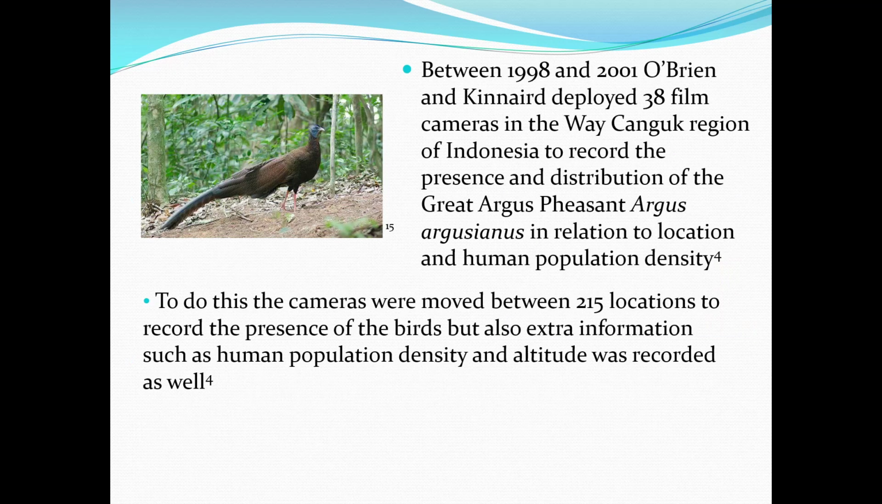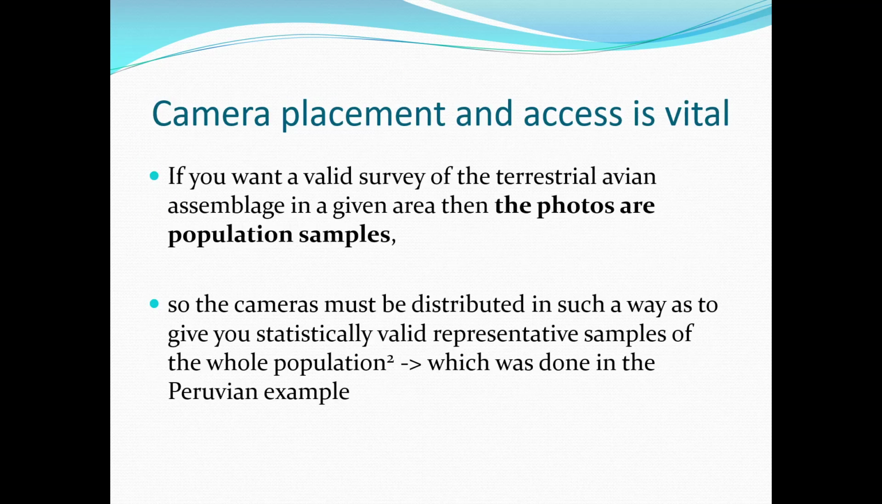And finally, between 1998 and 2001, O'Brien and Kinnaird deployed 38 film cameras in the Way Kambas region of Indonesia to look at the presence of the great argus pheasant, and they were interested in how things like human population density and altitude and other factors like that affected the populations of the birds. So what they did is the cameras were moved between 215 locations throughout the study area, and at each location they also recorded things like human population density and altitude and so on.